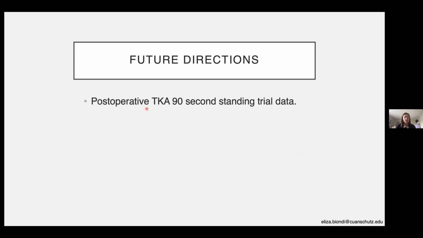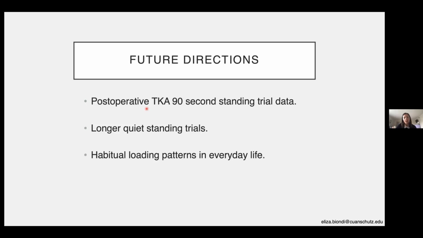In the future, I would like to look at post-operative TKA data to see how weight-bearing asymmetry changes after a total knee replacement, since this is a habit now, as well as longer quiet standing trials to see if there's a threshold of time at which this habitual stance and baseline is overcome, where patients will start to overload their uninvolved limb even more. And then I'd like to look at this habitual loading pattern in everyday life. We just got a 90-second snapshot in lab. However, it'd be interesting to look at over 24 hours or over a week if the level of asymmetry patients show is consistent.